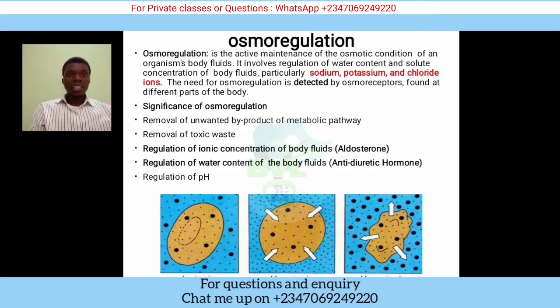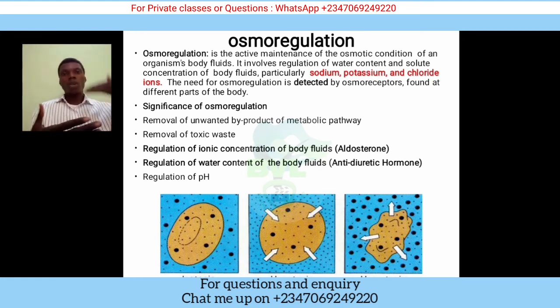How does it do that? So this is the maintenance of osmotic condition of an organism. Now before we go into the content here, let me quickly use these pictures down here. At this place here, you see those black dots represent solutes. The bluish one represents solvent. So what happens is that here the amount of solvent and solute within the cell and outside the cell is equal. So the cell is said to be isotonic.